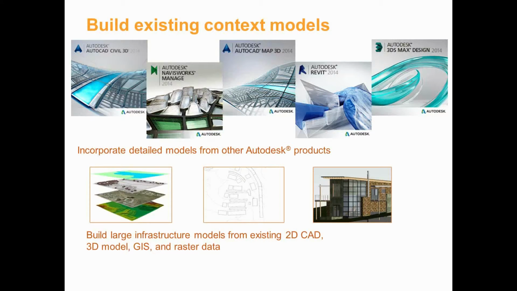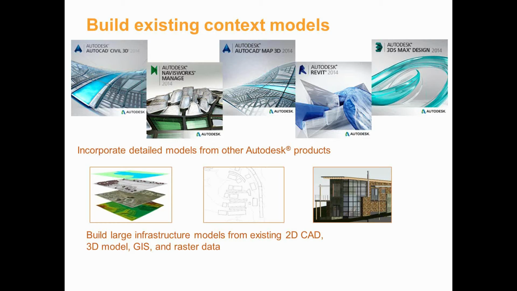So let's take a look at developing a new model. So you can create your models from all different types of data. There's lots of information out there available to you. And InfraWorks will bring in many of the Autodesk resident file types. So you're going to be able to get your AutoCAD, your Civil 3D, Navisworks, Map 3D, Revit, as well as your 3D Max stuff.